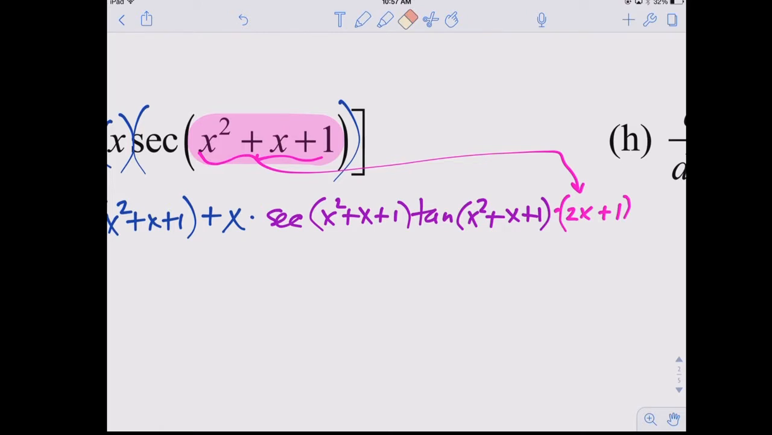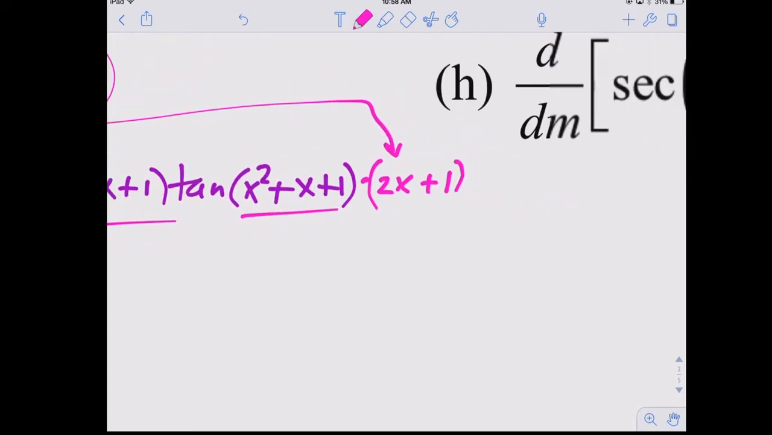Notice you generate x squared plus x plus 1 twice. You don't take the derivative of the things that you're generating. You always refer back to the original function. So you're not going to multiply by 2x plus 1 twice because it generated itself twice here. Oops, not like that. You're always referring back to the original. So there's just one inside function. It generates one derivative.